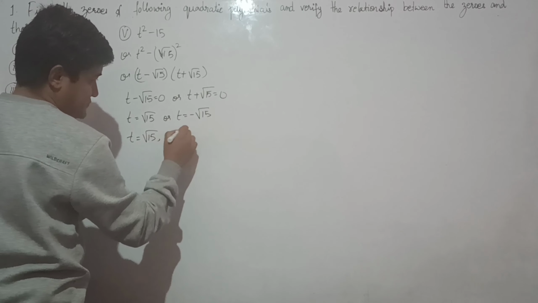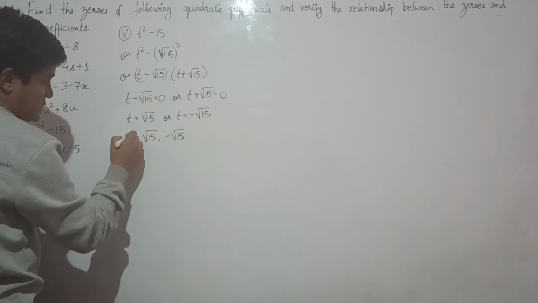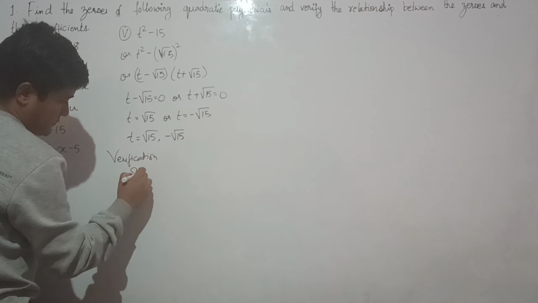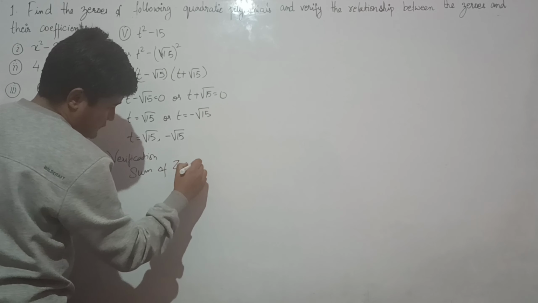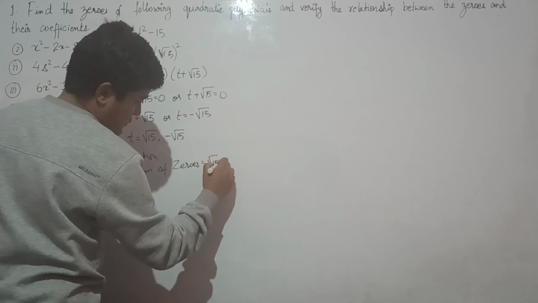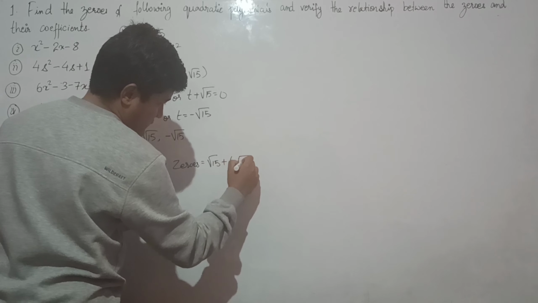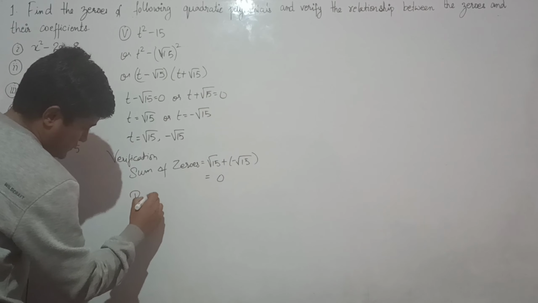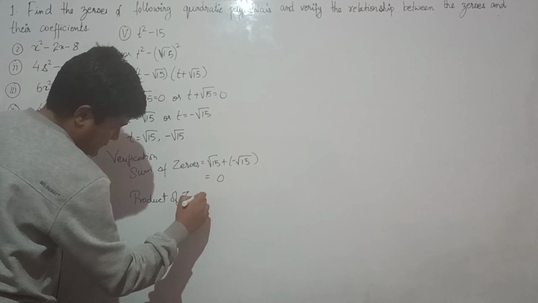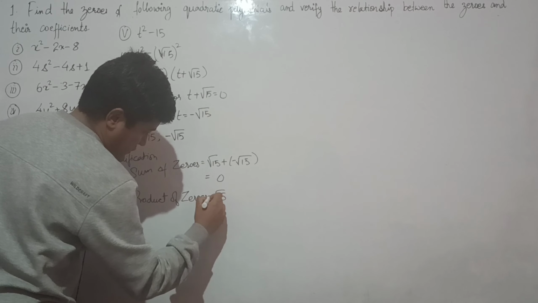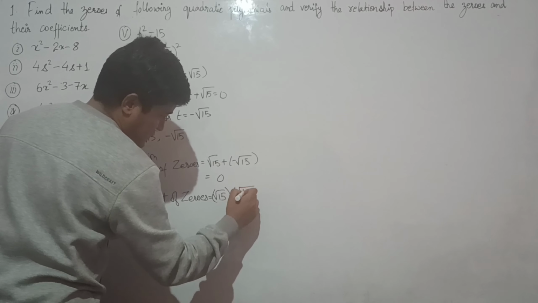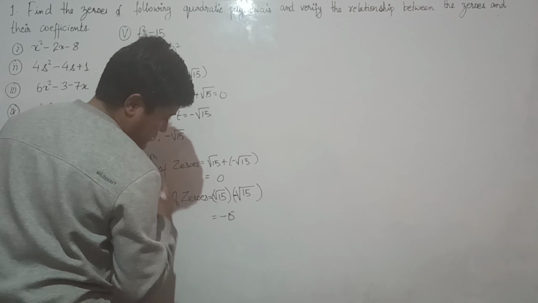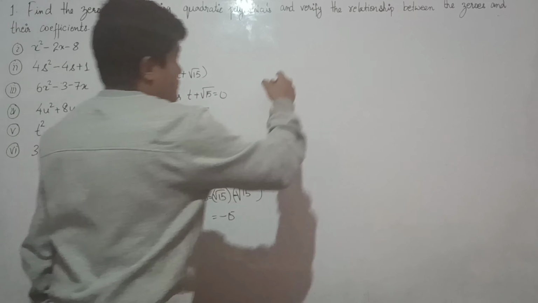If you put either of the two, the equation becomes 0. Now the sum of zeros verification. Sum of zeros equals root over 15 plus minus root over 15. So the two cancel and it becomes 0. And product of zeros, root over 15 into minus root over 15, root 15 times root 15 gives 15, minus will be there, so minus 15.